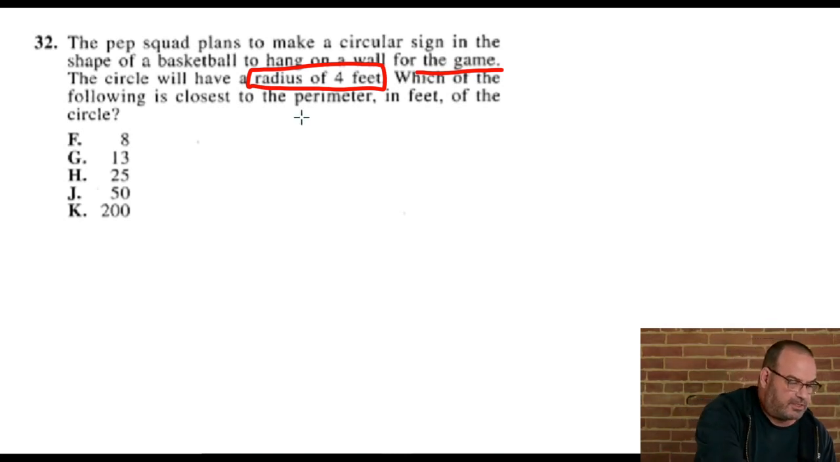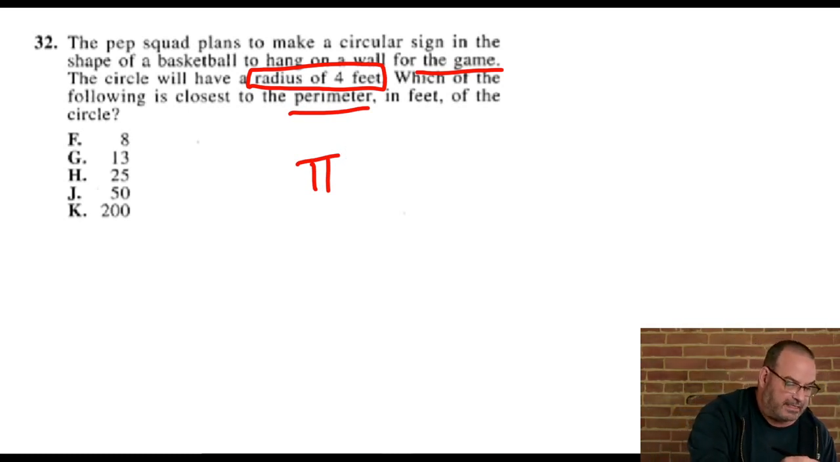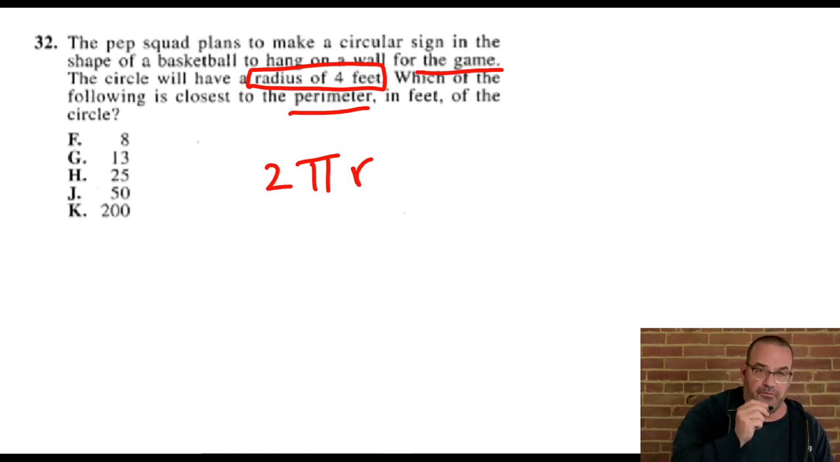What is the closest to the perimeter? The perimeter is pi r squared. See what I did? Pi r squared. It's not pi r squared, it's 2 pi r. It is 4 times 2 times pi.